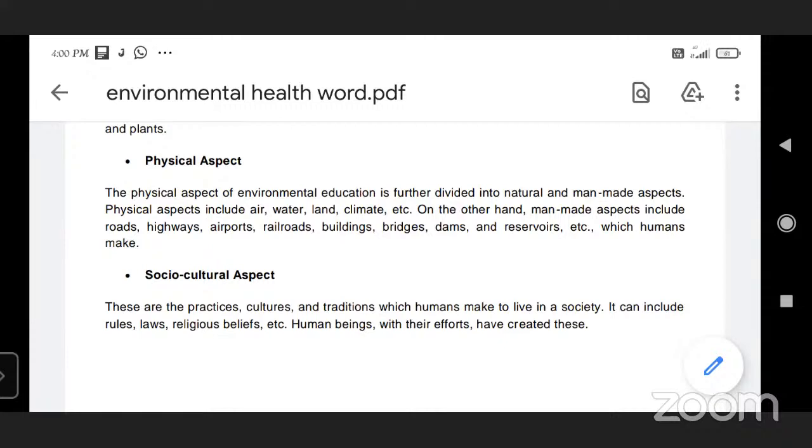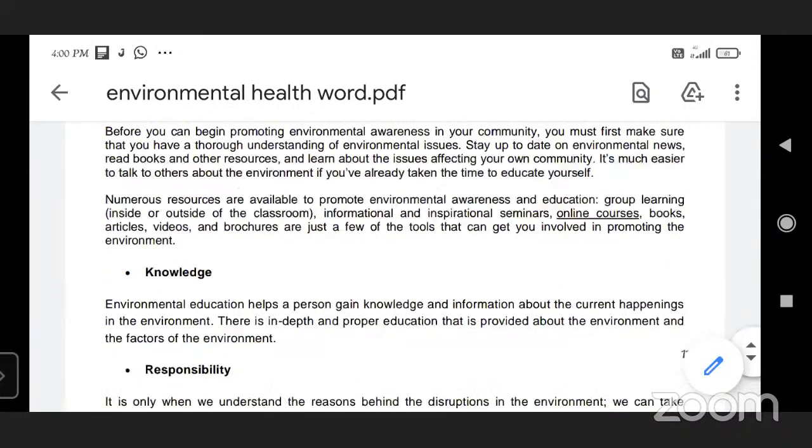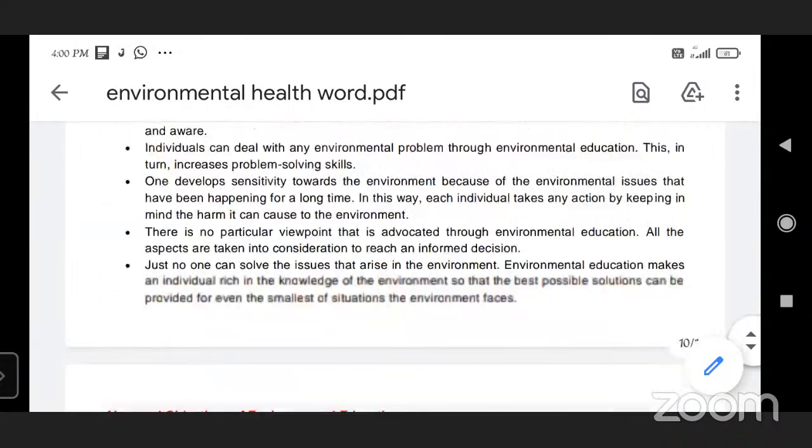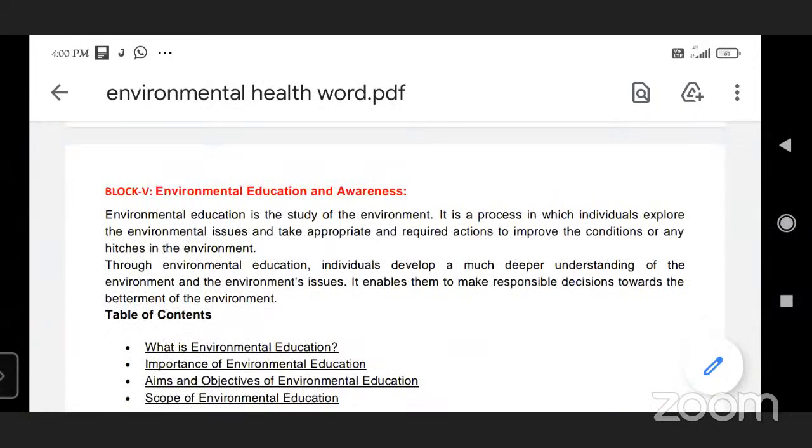So this is about your last block: the scope of environmental education, the objectives, the importance and the scope of environmental education and awareness. This is a very general topic, and the name itself is an indication. The common question will be to briefly explain environmental education and awareness. So you should write it down.